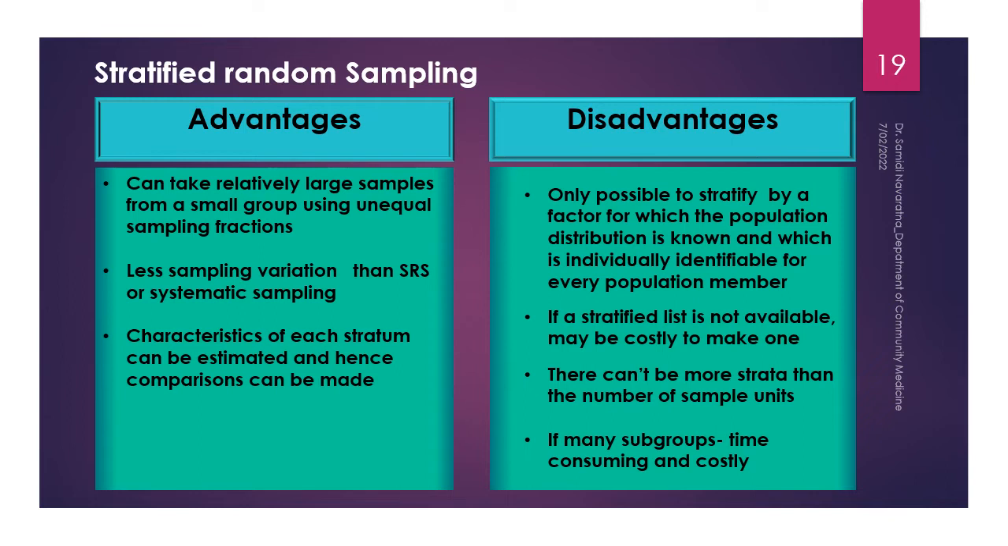So there can be many unknown factors within these groups, but it is only possible to stratify by a factor for which the population distribution is known and which is individually identifiable for every population member. If a stratified list is not available, it may be costly to make one. Then there can't be more strata than the number of sample units, and if many subgroups are there, it can be very time consuming and costly. Okay, so these are the disadvantages.